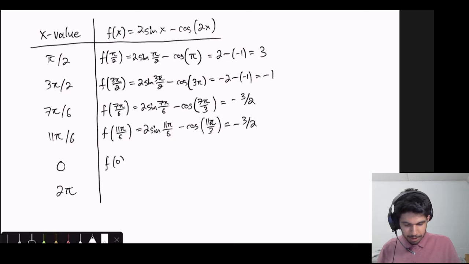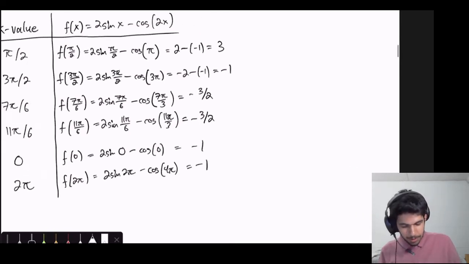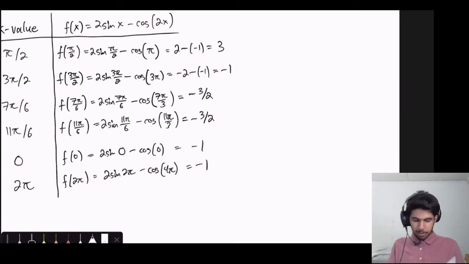And lastly, we do our endpoints. 2 sine of 0 minus cosine of 0, which I can handle, is equal to negative 1. And then f of 2 pi, 2 sine of 2 pi minus cosine of 4 pi, is also equal to negative 1. So now we look at all of our values and ask which one is the largest and which one's the smallest.